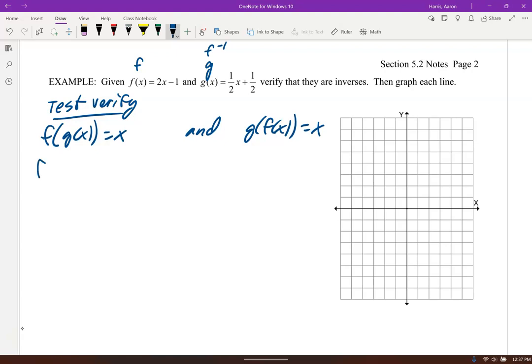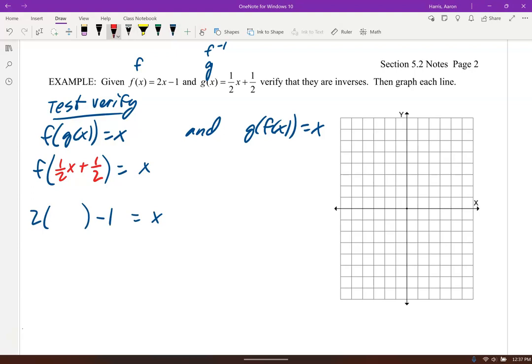f of g of x. So let's find g of x, and we're trying to see, g of x is 1/2 x plus 1/2. And we're just trying to make sure it's equal to x. Right? So I'm just going to work with this left-hand side and see if it gives me x equaling x. Okay, so I'm working with f now. f is 2x minus 1.